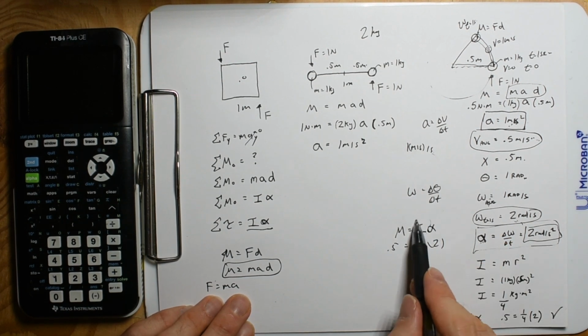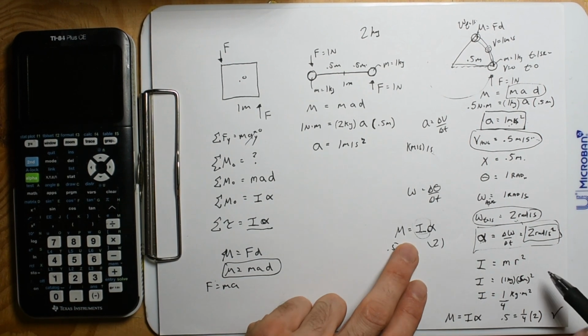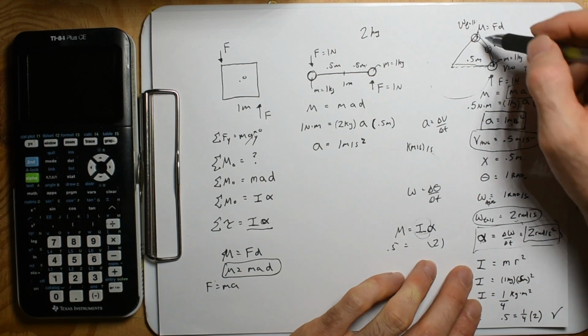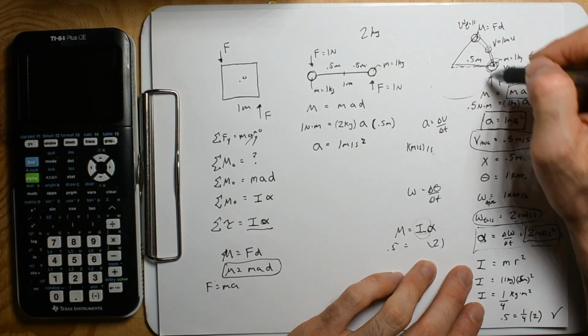So now, what's a second moment of mass? Second moment of mass is identifying this mass, and then its distance squared.